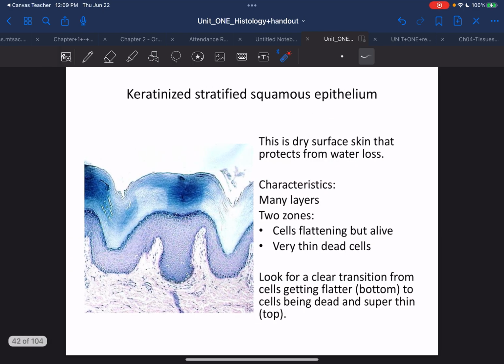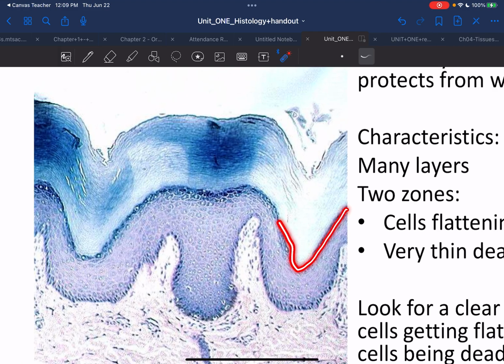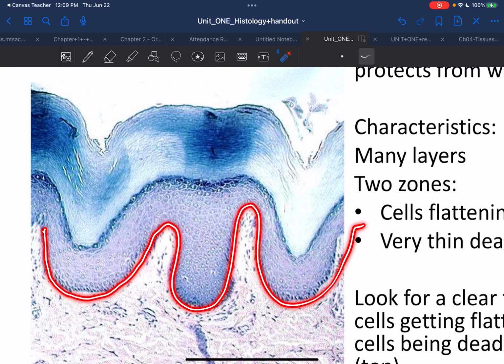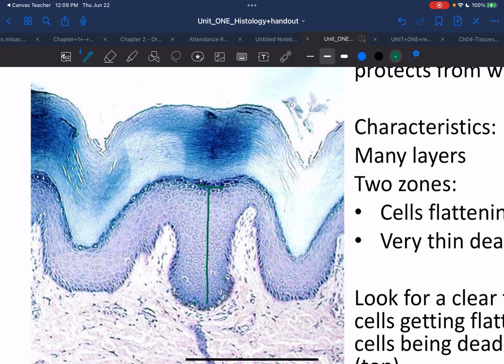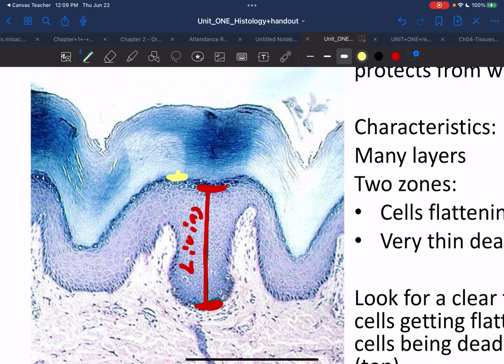Let me see. There's a better picture of this. Here. This is the image that's a little more popular to use. You'll notice that this is not the basement membrane. This is the basement membrane, so we're going to have to draw it in here. This is going to be living. Switch to red. Thicker. This is going to be living. And the segment above, switching to yellow, dead. A living zone and a dead zone. You can call it living layer, or dead zone, or living zone.